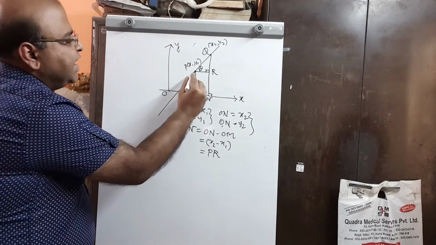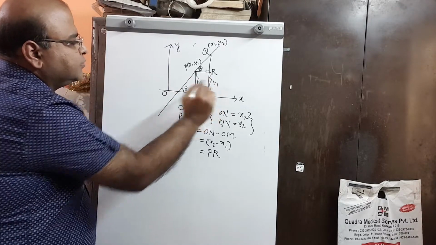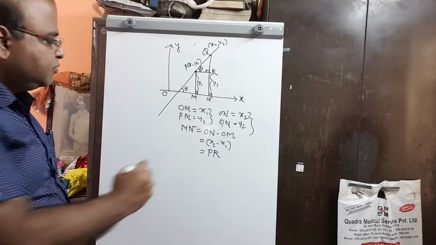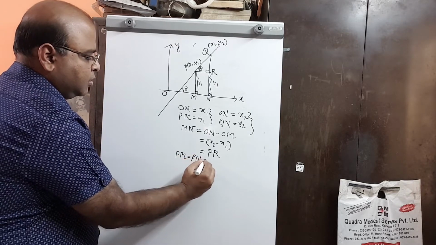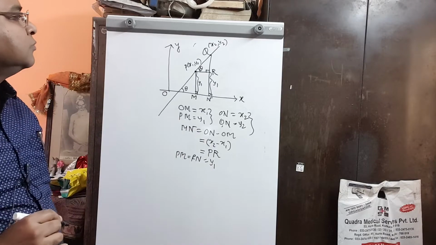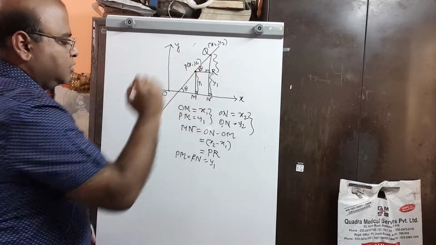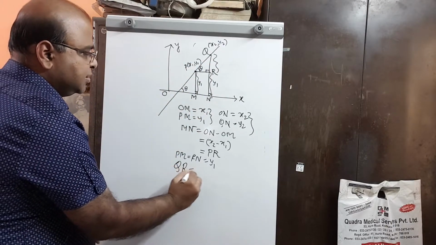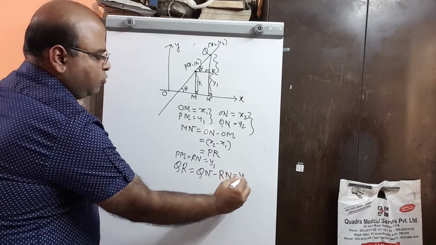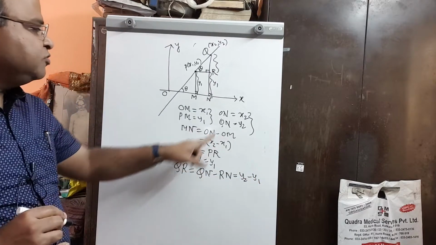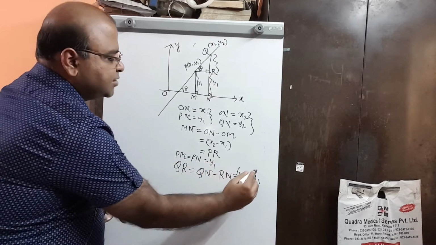And similarly, PM is given by y1, so RN is also y1, being opposite sides of the rectangle. So PM is equal to RN is equal to y1. Therefore, if I now consider this length QR, QR is given by QN minus RN, which is y2 minus y1, because QN is y2 from here and RN is equal to y1. So QR becomes y2 minus y1.